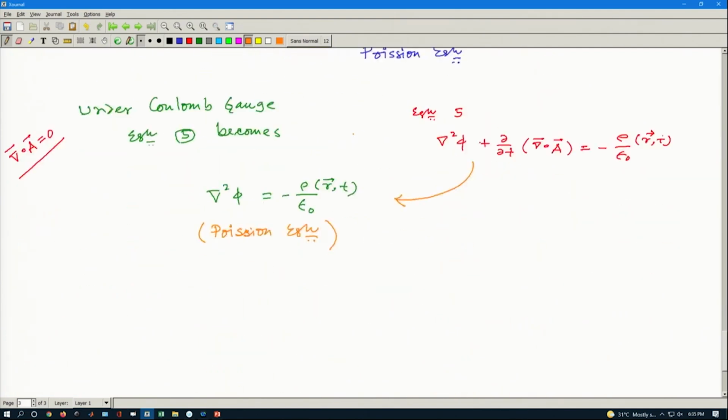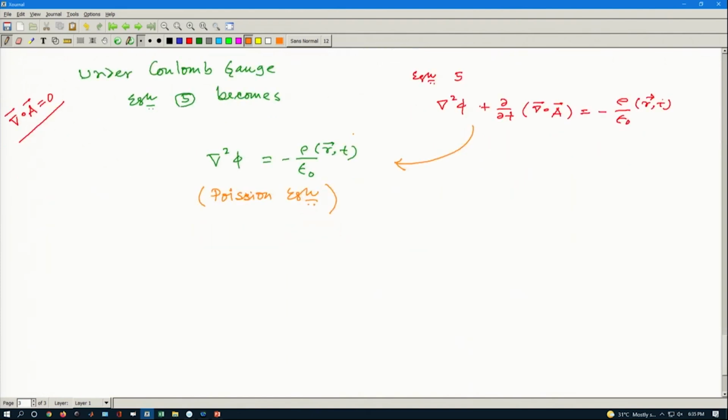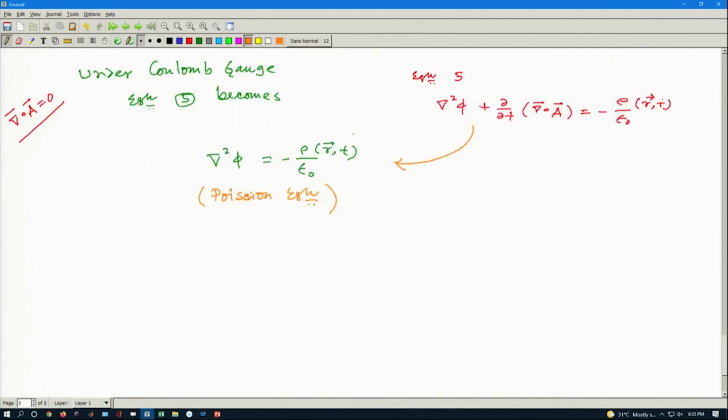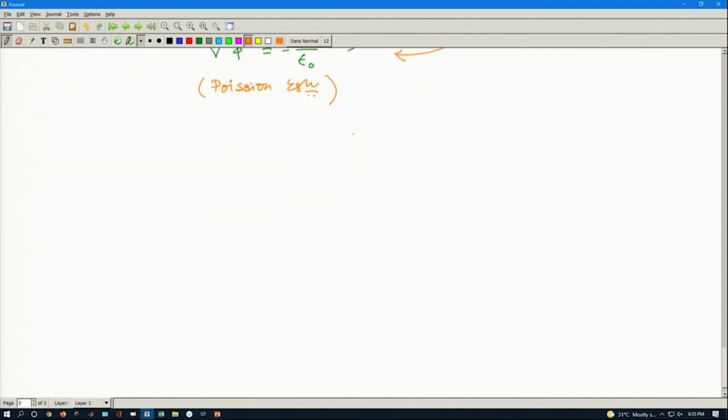Now, Coulomb gauge is satisfied, and if the Coulomb gauge is satisfied, then I can have my equation of the potential phi in a simpler form, and that is my Poisson equation. Okay, that part is done. So, I can modify my equation 5 in this way. What about the 6? Because another equation I need to solve simultaneously. So, let me write down the equation 6.